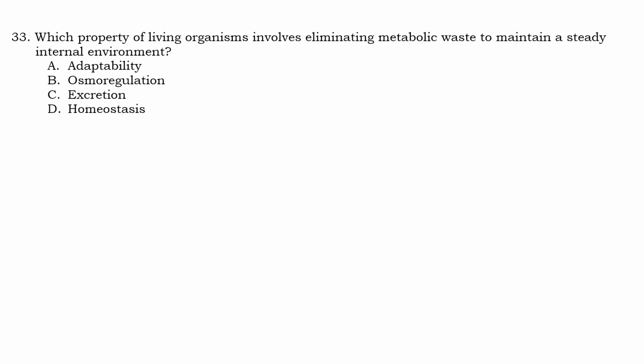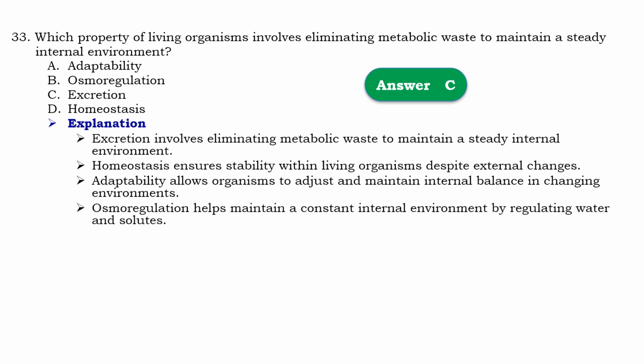Question number 33. Which property of living organisms involve eliminating metabolic waste to maintain a steady internal environment? ህይወት ካላቸው ባህሪያት ውስጥ አላስፈላጊ ወስቶችን ወይ ጥቅም የሌሉ ነገሮችን ከሰውነት የሚያስወግድበት መንገድ ወይ ፕሮሰስ ምን ይባላል ይላል so that should be C. Excretion. Means that excretion involve eliminating metabolic waste to maintain a steady internal environment.